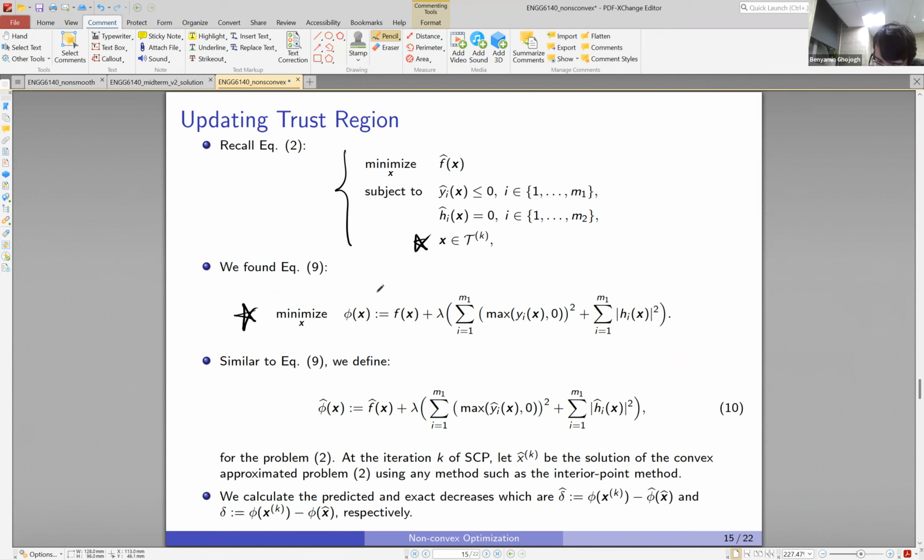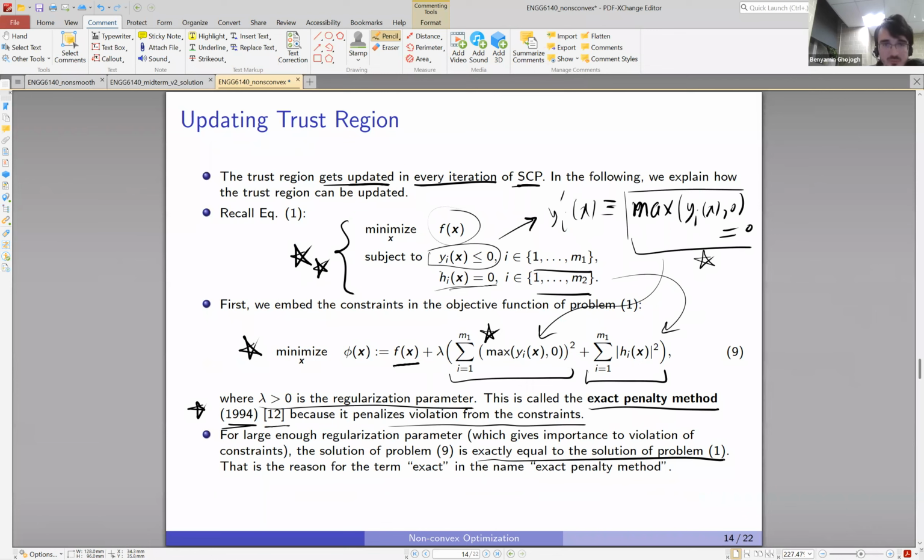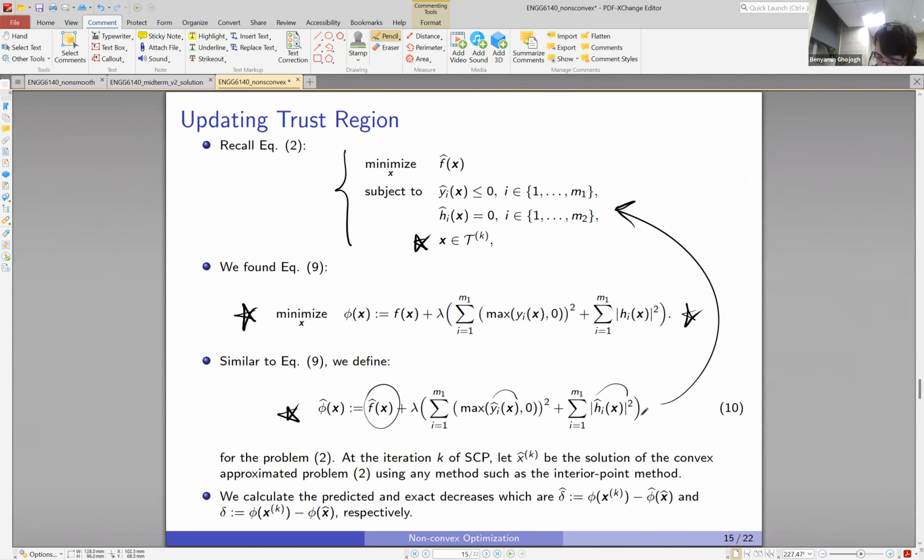Now, similar to this, we can define this. What is this? So here it's the same as this, but I'm replacing f with f hat, y with y hat, and h with h hat, right? So I'm defining this for this problem. This was defined for this problem, which was non-convex. But this is defined for this, which is a convex approximation.